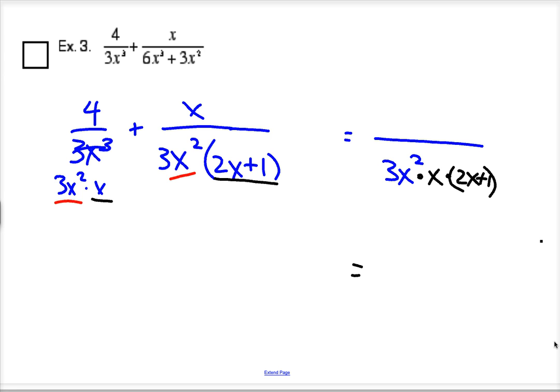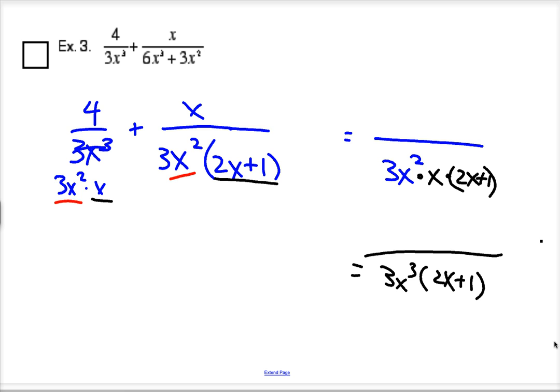Now in the end, I would change that to 3x cubed times 2x plus 1. Wouldn't leave it 3x squared times x. I just pulled that apart, so it's a little bit easier to see what the extra was. There was an extra x on the left-hand side, so I needed an extra x over here. And then there was an extra 2x plus 1, so I put that over there.